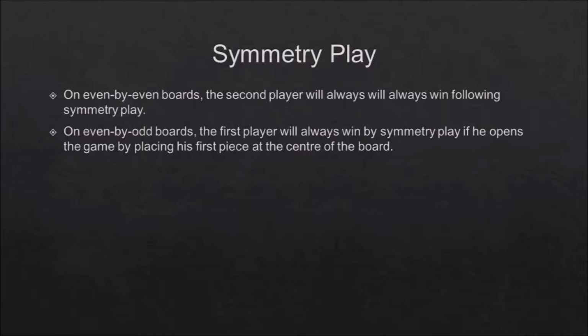On even by odd boards, the first player always wins. This is because even by odd boards have one unique position with no symmetric equivalent, and that is the center of the board. By placing his piece in the center of the board, the first player forces the second player to play the first asymmetric move. From this point on, there will always be a symmetric move for any move that the second player plays. The proof for this is as follows.